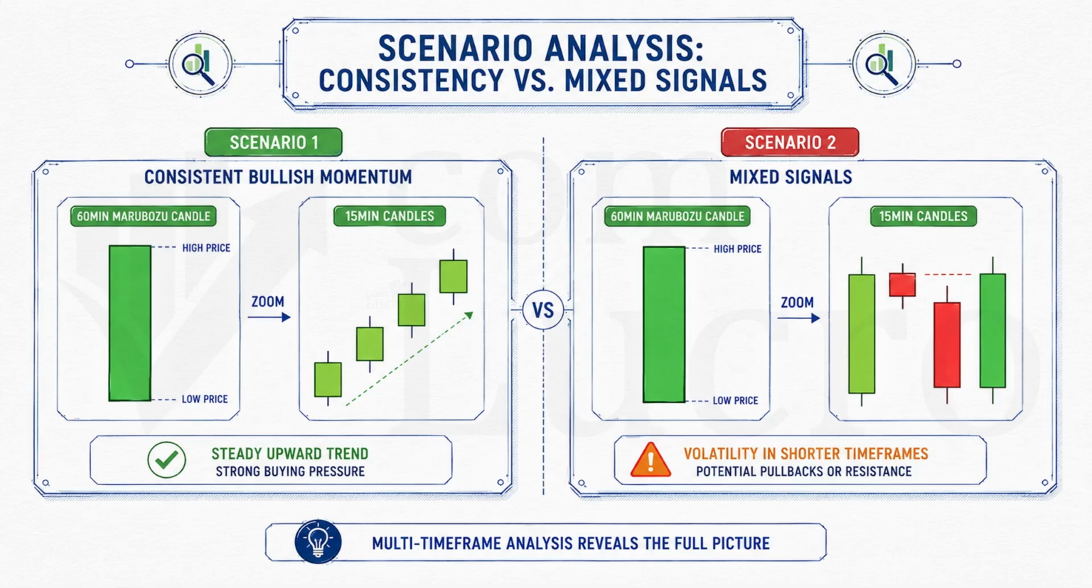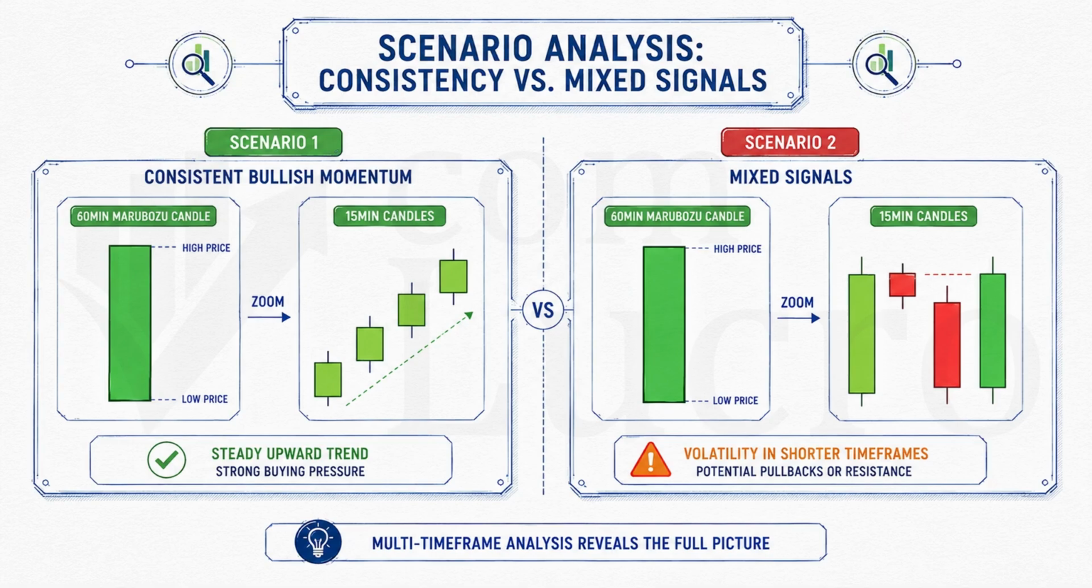Let's consider 2 scenarios. In scenario 1, we have consistency. On the left of the screen, 4 consecutive 15-minute candles are all similar in size, showing a steady uptrend. This tells us the bullish momentum held throughout the full 60 minutes, with no significant interruptions or reversals. Here, the strength of the 60-minute candle is confirmed by the continuous buying pressure in the shorter time frame.